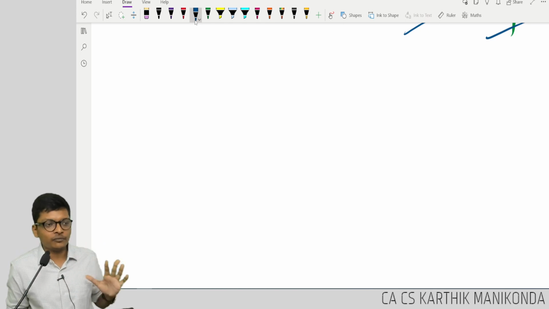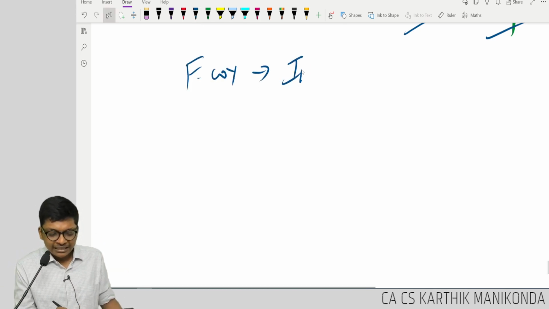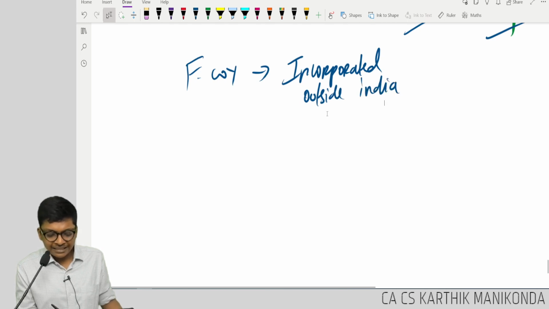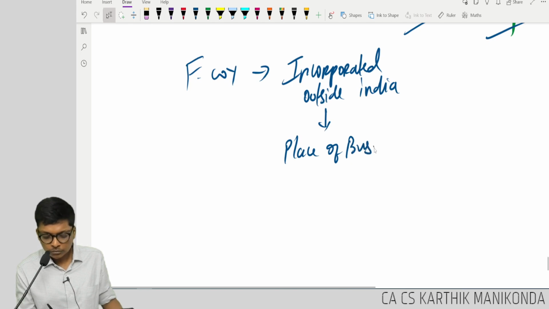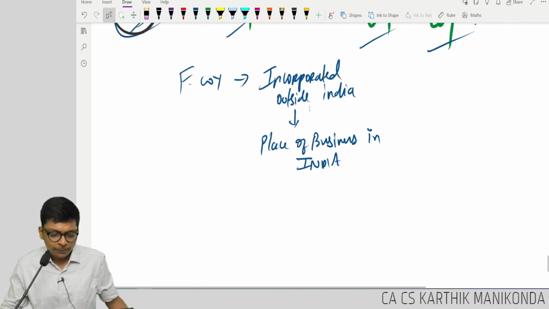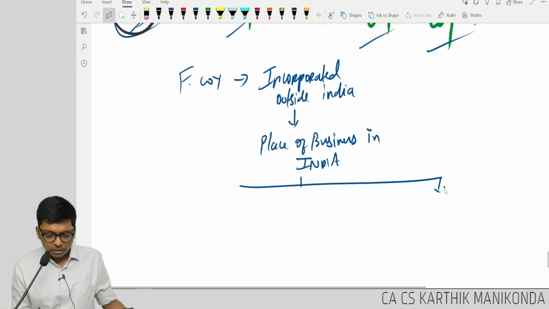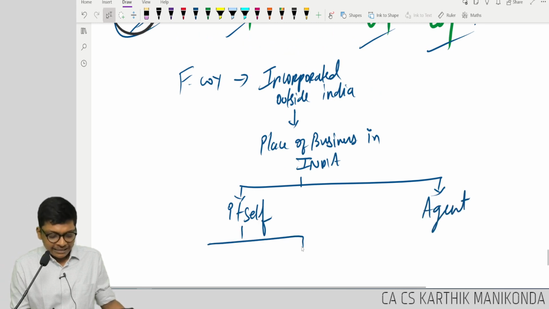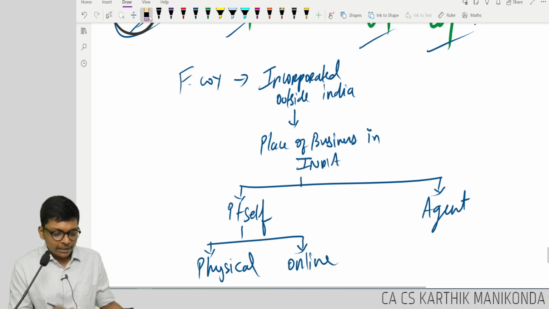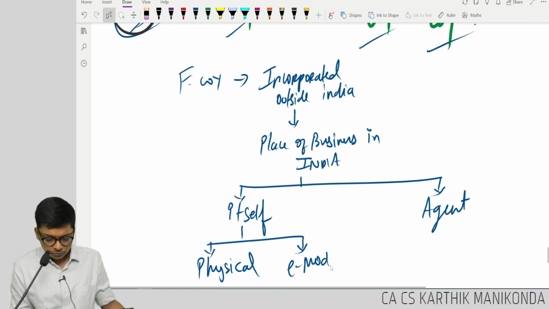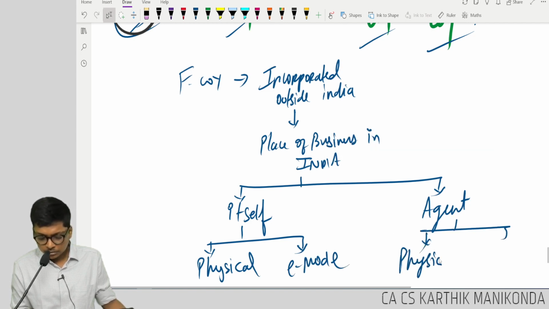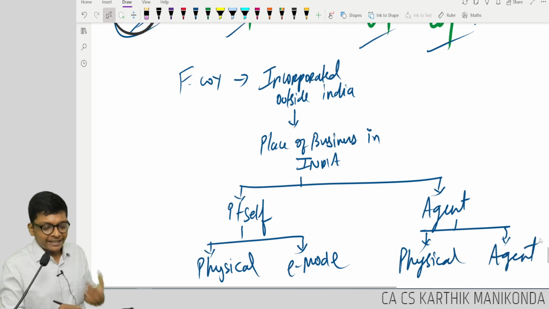I will break down the definition for you, very simple. A foreign company is a company which is registered or incorporated outside India but has a place of business in India. Are you following, guys? Incorporated outside India but has a place of business in India either by itself or through an agent. By itself can be physical or electronic mode, e-mode, or through an agent, which can be physical. This is my definition.